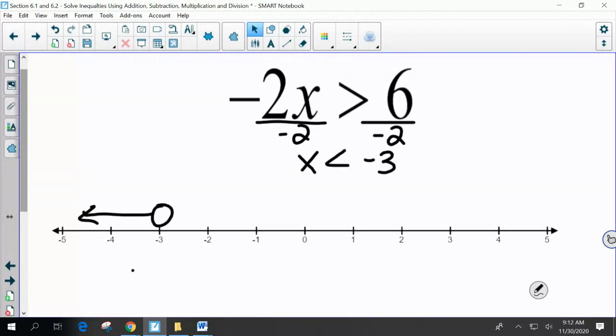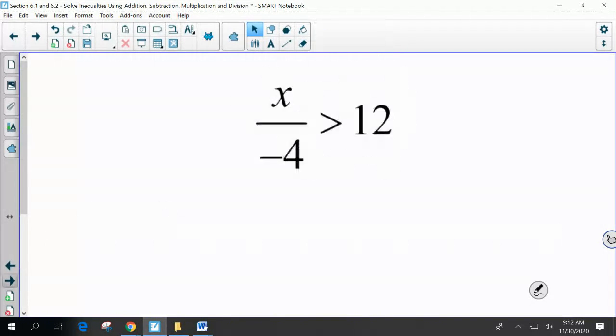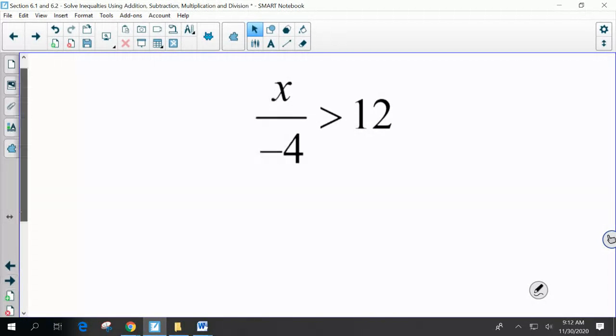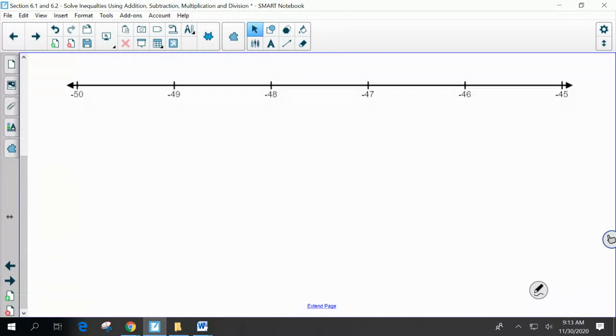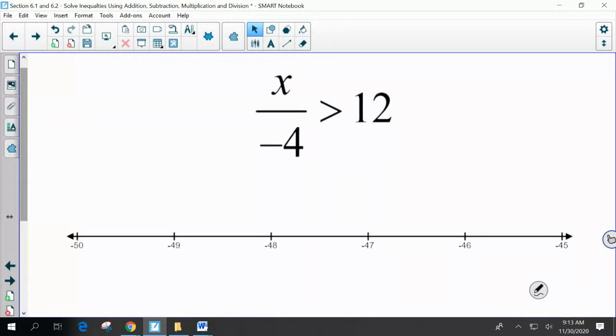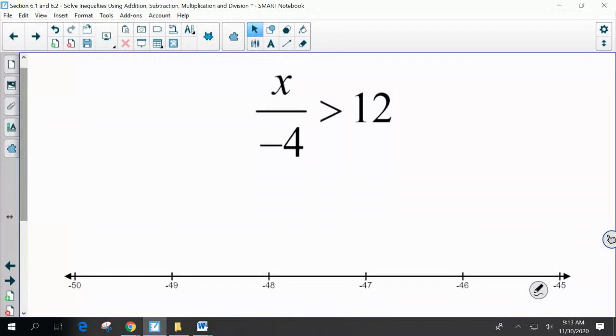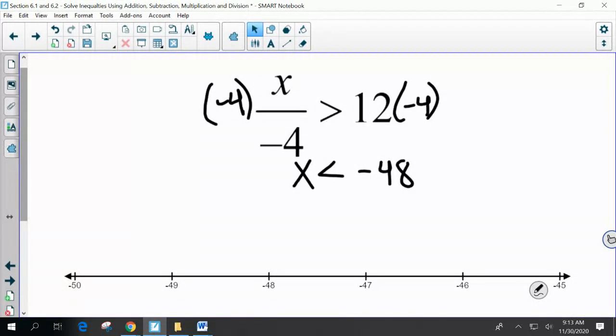Okay, so if I multiply or divide by a negative, I have to flip the sign. So if you look at this problem, x over negative 4 is greater than 12. So I would do what? Multiply by negative 4, and I have to flip my sign. So x is less than negative 48.